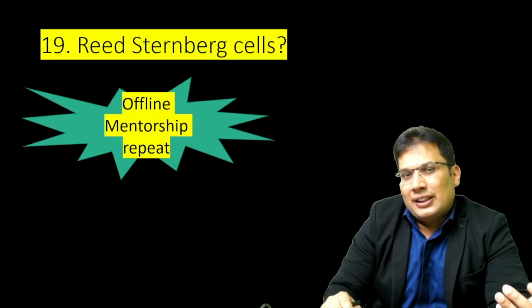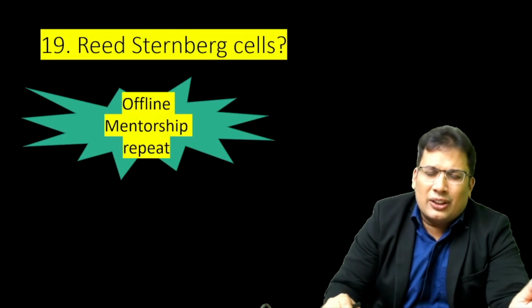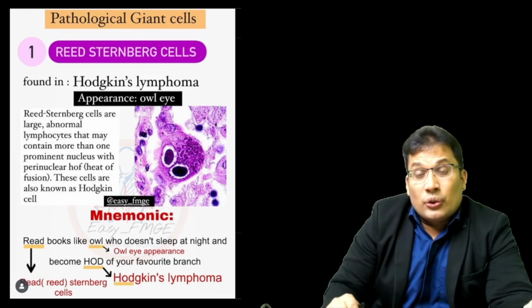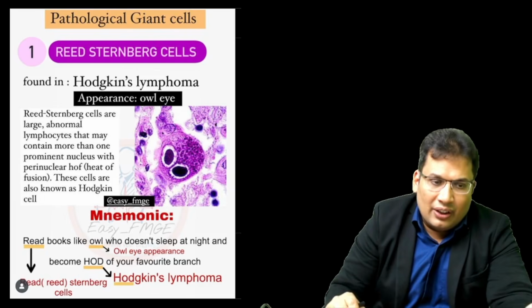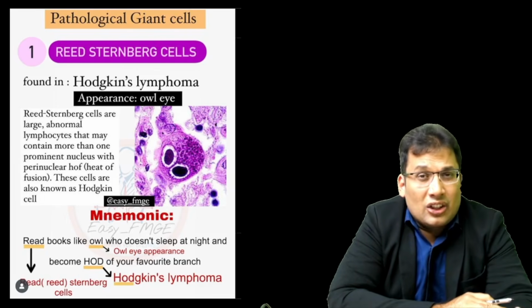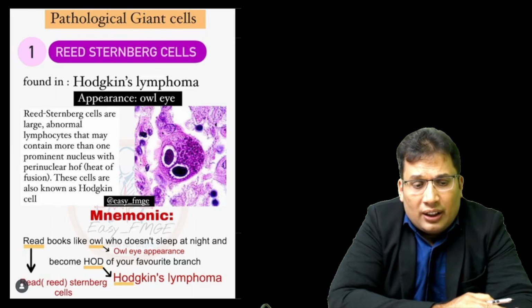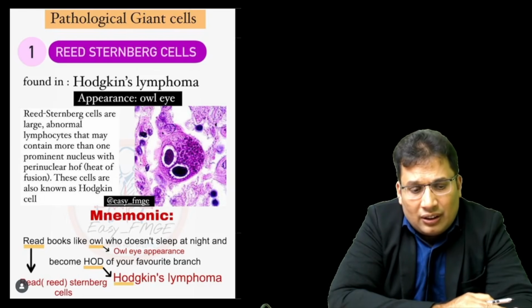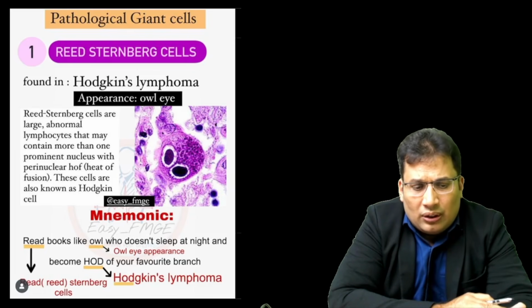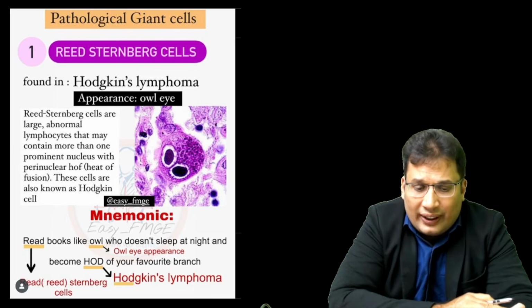Reed-Sternberg cell, that is basically Hodgkin's lymphoma, one of the simplest questions. What is Reed-Sternberg cell? You need to define. Where is it seen and what is the appearance? Reed-Sternberg cells are large abnormal lymphocytes that may contain more than one prominent nucleus with a perinuclear halo. These cells are seen in case of Hodgkin's lymphoma.